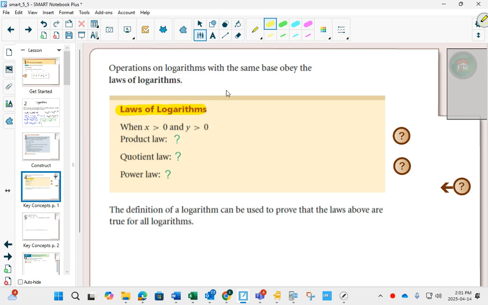The laws of logarithms. First law is the product law. The product law is related to the product of exponents, right? What's the law when you multiply exponents or powers? You add the bases, right? Not add the bases, add the exponents, okay?